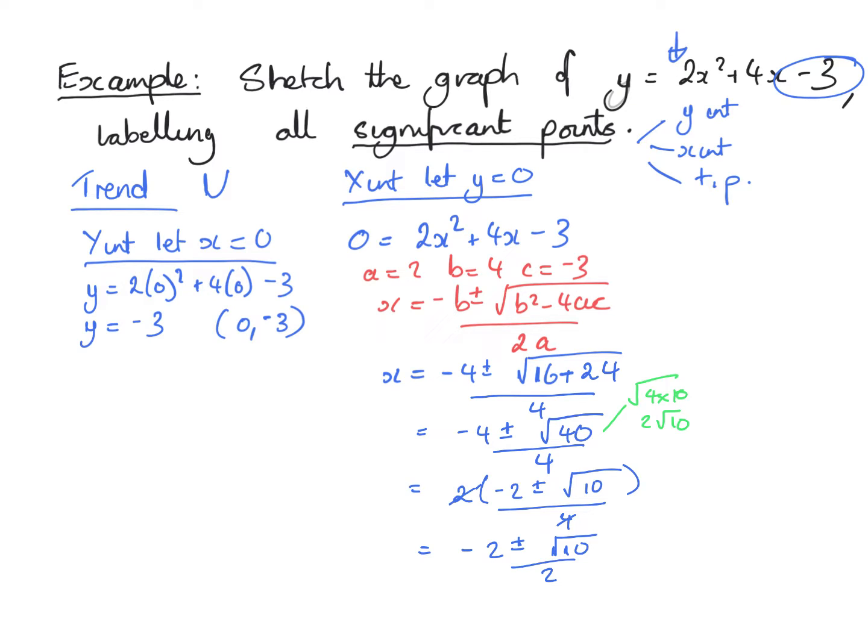If I wanted them as decimals, I'd put that into my calculator and I'd get 0.58 and negative 2.58. So I think this question asked you to give them to 2 decimal places. So they are my x-intercepts, if you like.